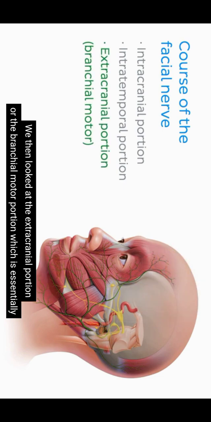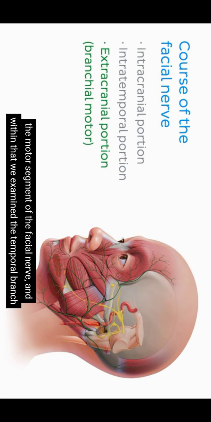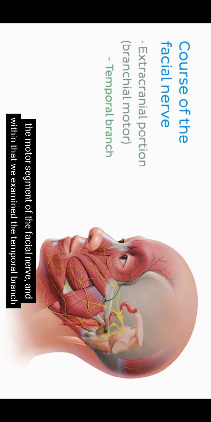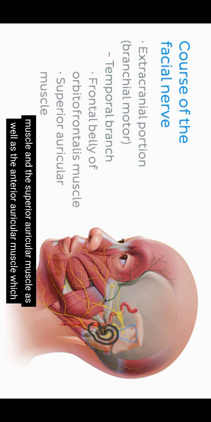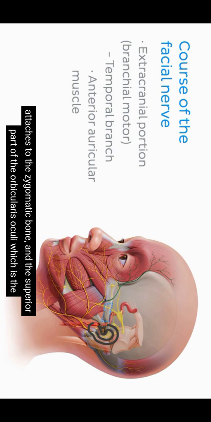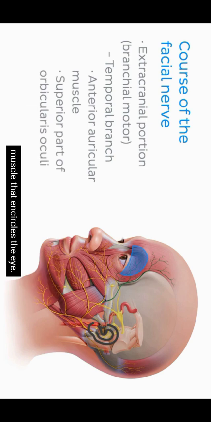We then looked at the extracranial portion, or the branchial motor portion, which is essentially the motor segment of the facial nerve, and within that we examined the temporal branch, which supplies the muscles of facial expression, which include the muscle belly of the orbitofrontalis muscle and the superior auricular muscle, as well as the anterior auricular muscle, which attaches to the zygomatic bone, and the superior part of the orbicularis oculi, which is the muscle that encircles the eye.